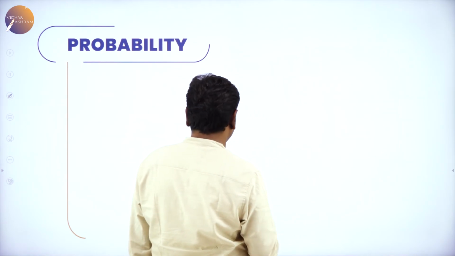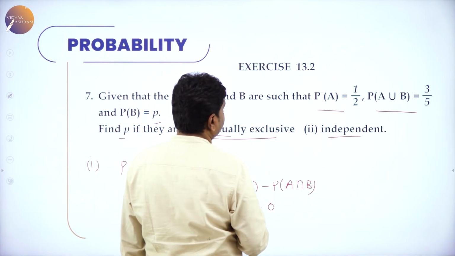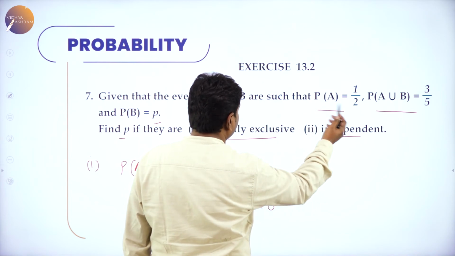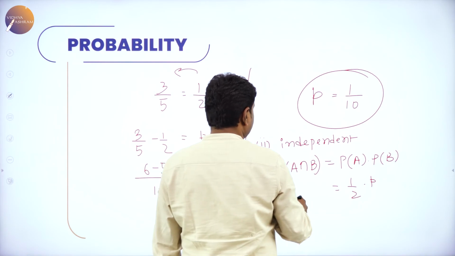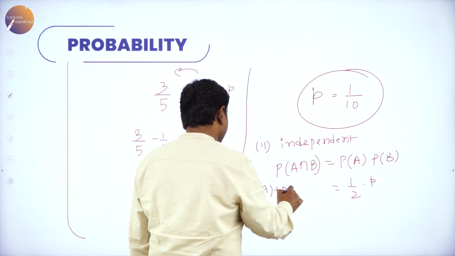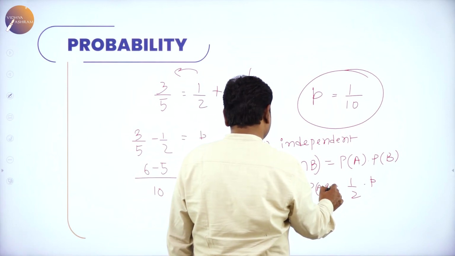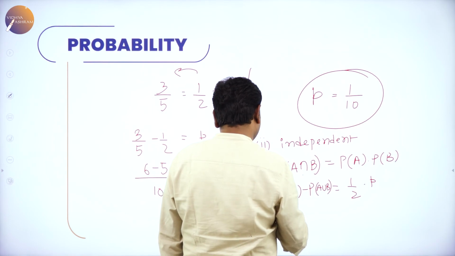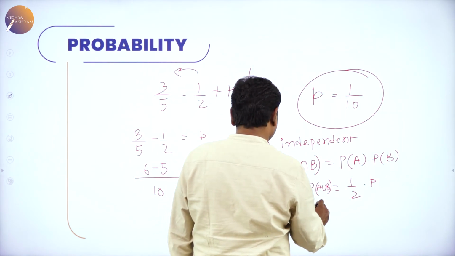P of A is 1 by 2, P of A union B is 3 by 5. They give A union B. So by formula, I can write it as P of A plus P of B minus P of A intersection B. P of A is 1 by 2, P of B is p. This is A union B. They give, what is A union B? 3 by 5.